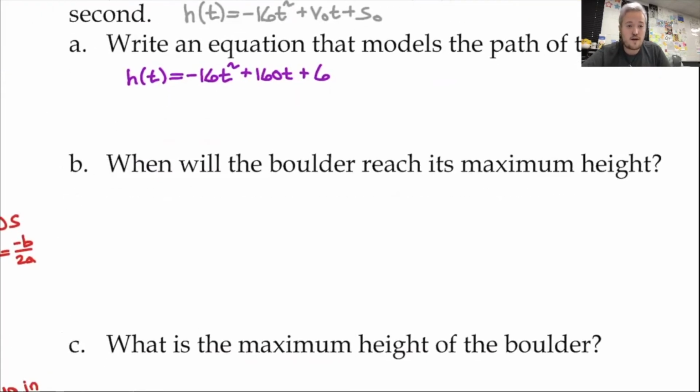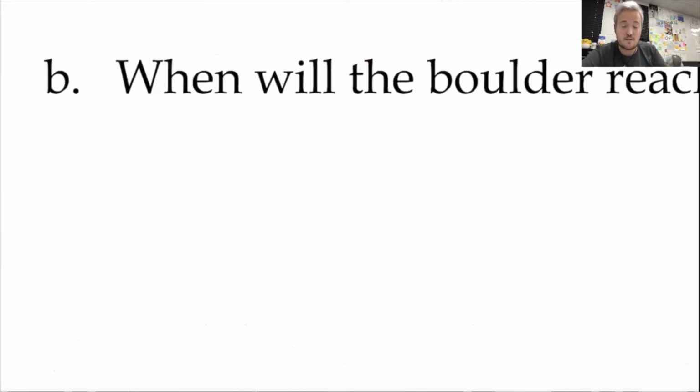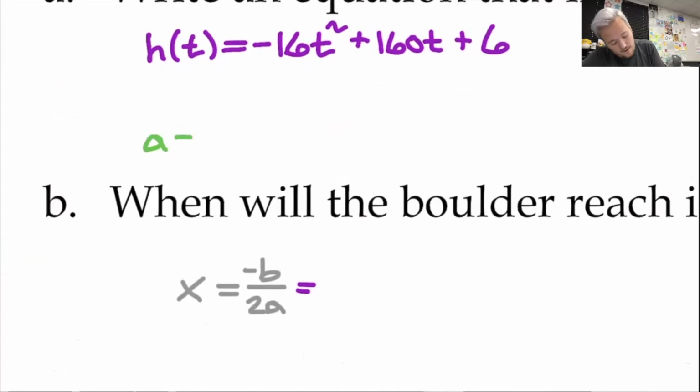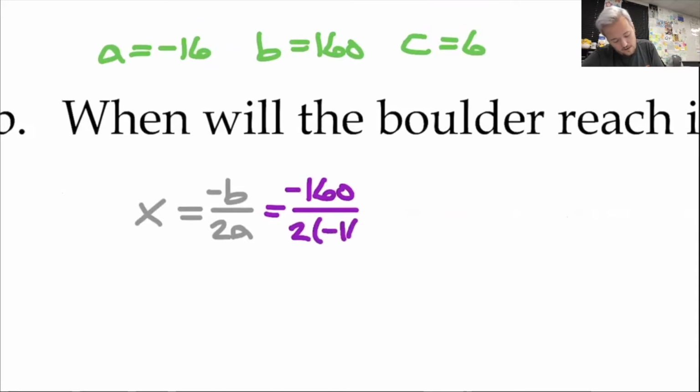All right, so now we want to find when will the boulder reach its maximum height. So this is finding your AOS, because remember this is a when, so this is your X value. So I want to find the AOS, so X equals opposite of B over 2A. So I should find my A, B, and C values. My A value is negative 16, B value is 160, and my C value is 6. So this is what I have to work with. So for my B value, I have negative 160 over 2 times negative 16.